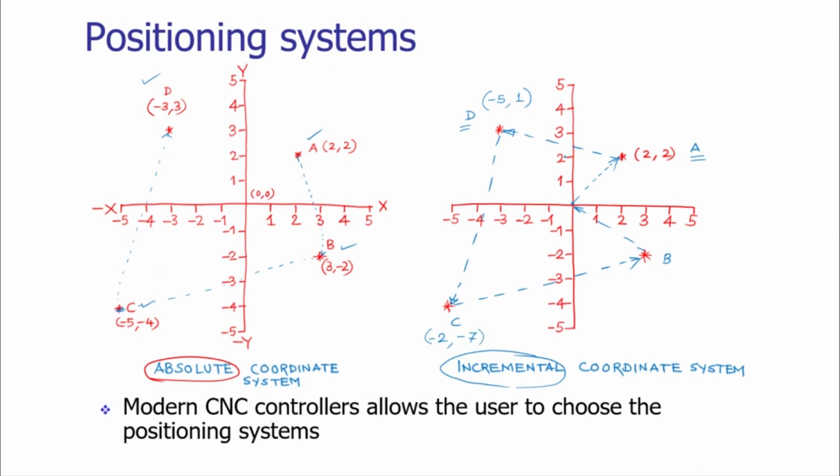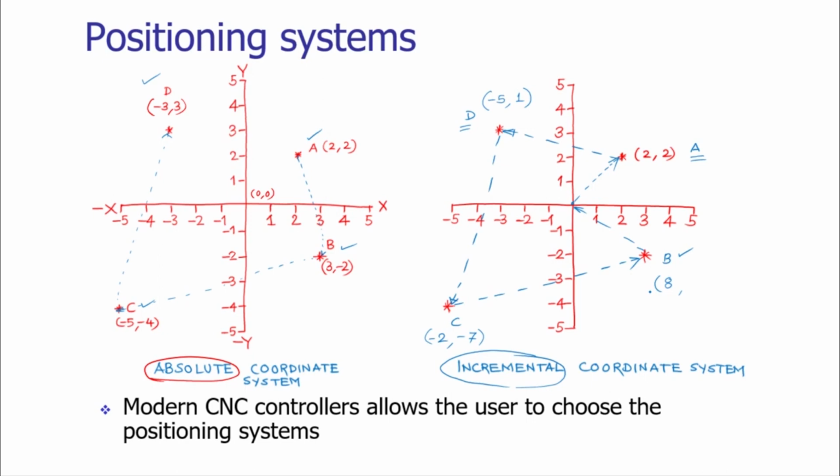Similarly, if we want to go to point B from point C, how many units do we need to travel along the x-axis? 1, 2, 3, 4, 5, 6, 7, 8, around 8 units in the positive x direction.